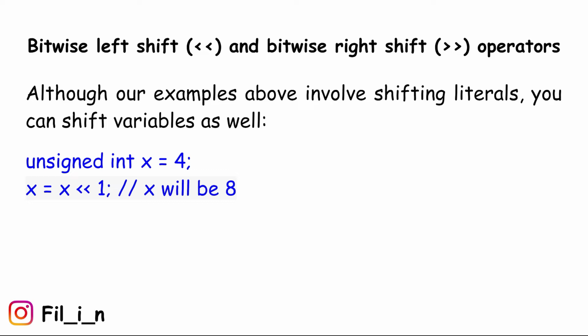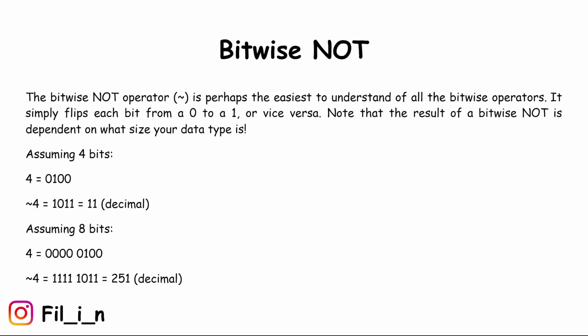unsigned int x = 4; x = x >> 1; The bitwise NOT operator is perhaps the easiest to understand of all the bitwise operators. It simply flips each bit from a 0 to a 1, or vice versa. Note that the result of a bitwise NOT is dependent on what size your data type is.